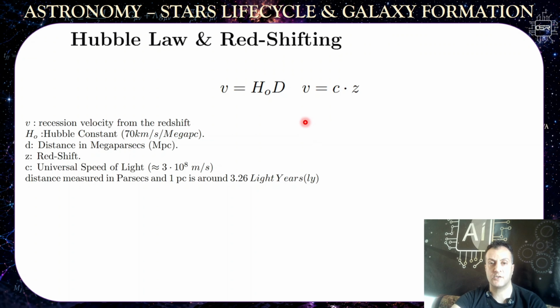Hubble's law and redshifting. Hubble's law is given by the velocity of the expansion, or a galaxy moving away, given by H0, which is the Hubble constant. V is the recession velocity from the redshift as a galaxy is moving away from the observer, times d, which is the distance in megaparsecs. V also has another formula, which is c times z. C is the universal speed of light, approximately 3 times 10 to the power of 8 meters per second, times z, which is the redshift.